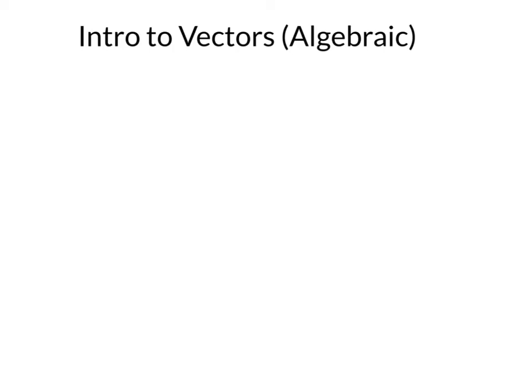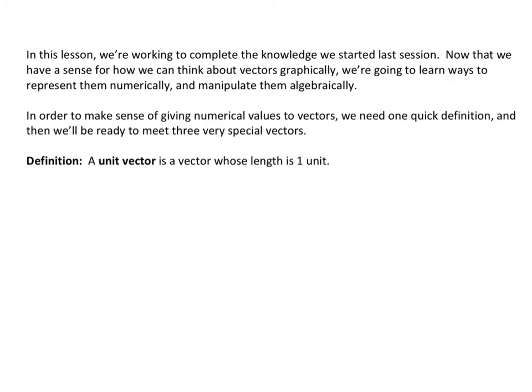All right, so let's see what we can learn about vectors through an algebraic lens. In our last session, we learned about how to think about vectors graphically or geometrically. Today we're going to learn ways to represent them numerically and then to manipulate them algebraically, so we can work with numbers as opposed to just pictures and diagrams. But to make sense of that, we need one really quick definition, and then we'll be able to meet some very special vectors, so special in fact that they have names, and use those to look at all of this numerically and algebraically.